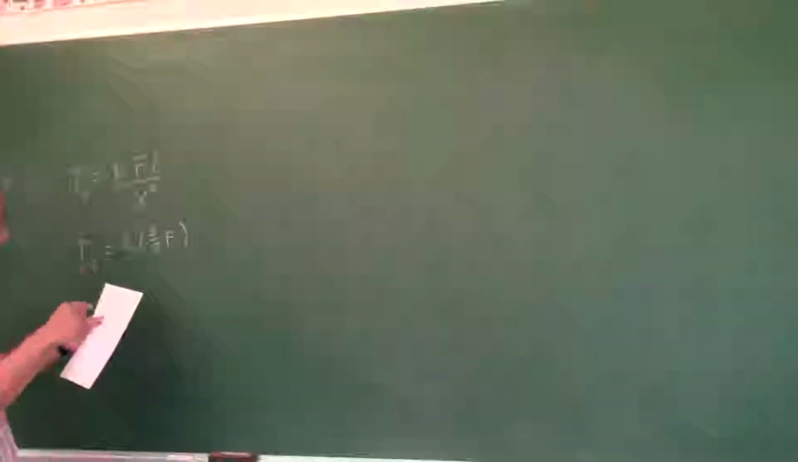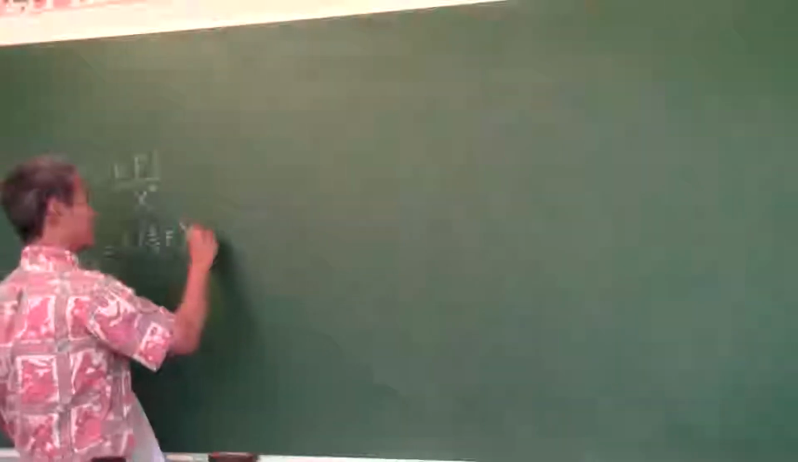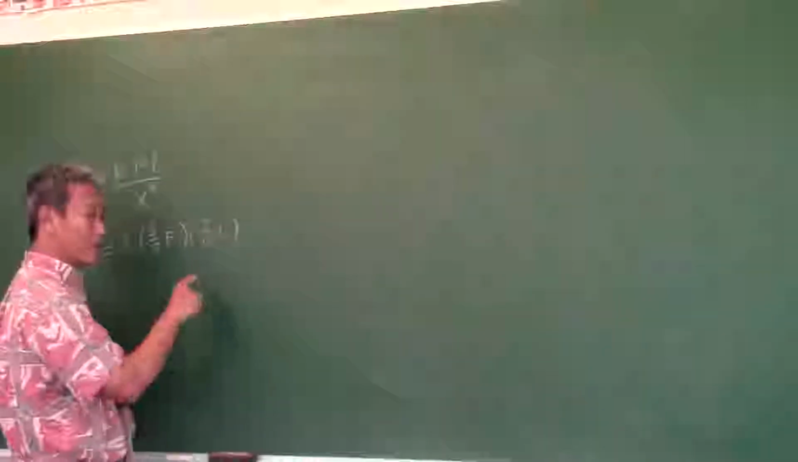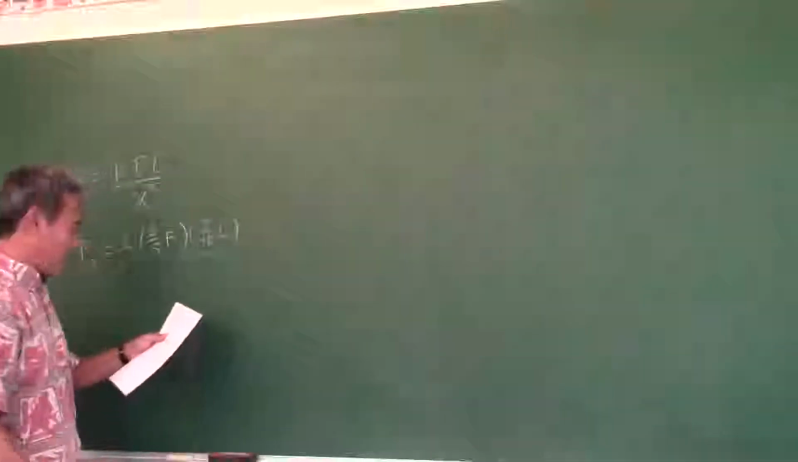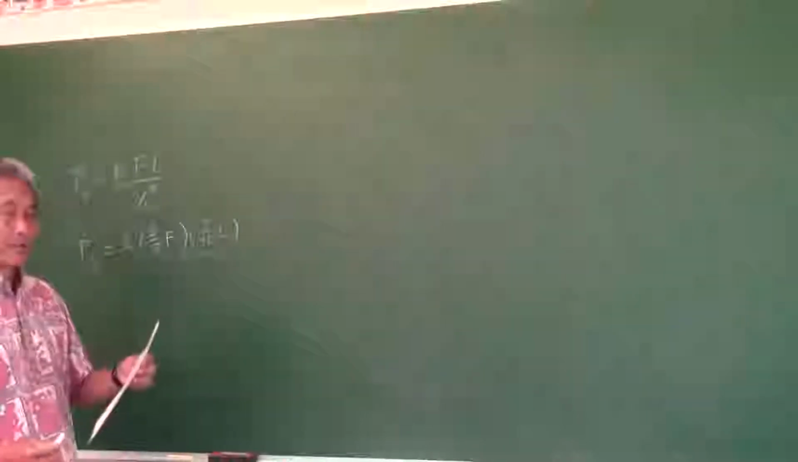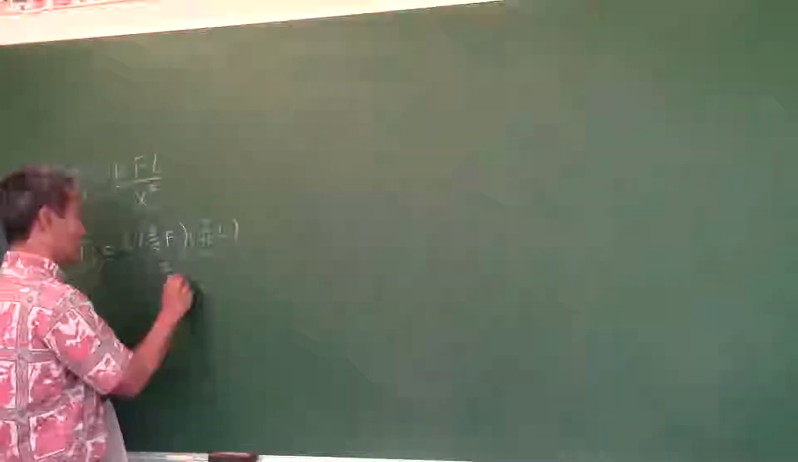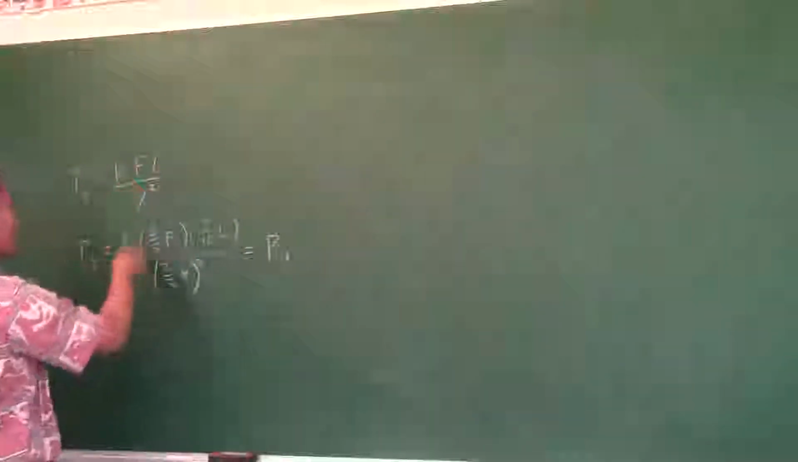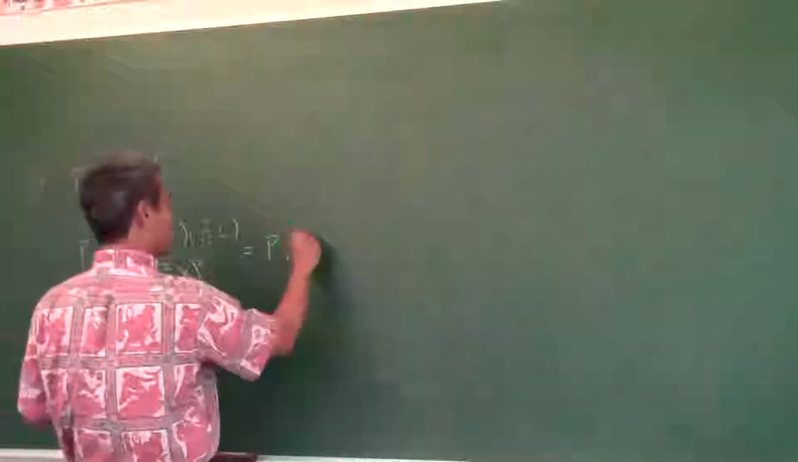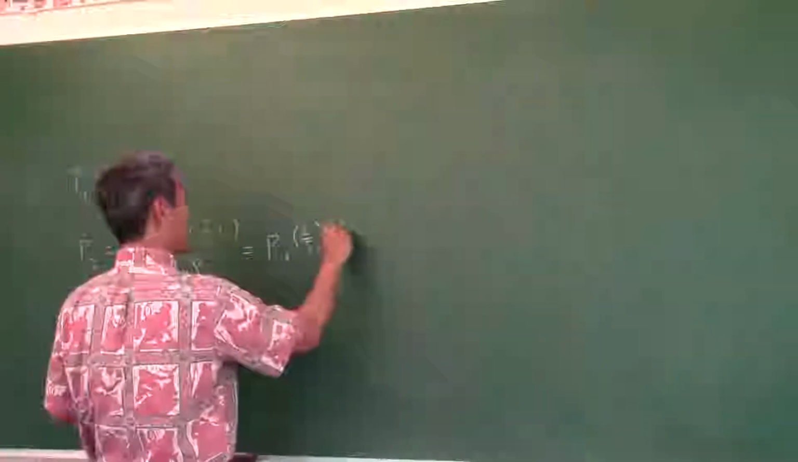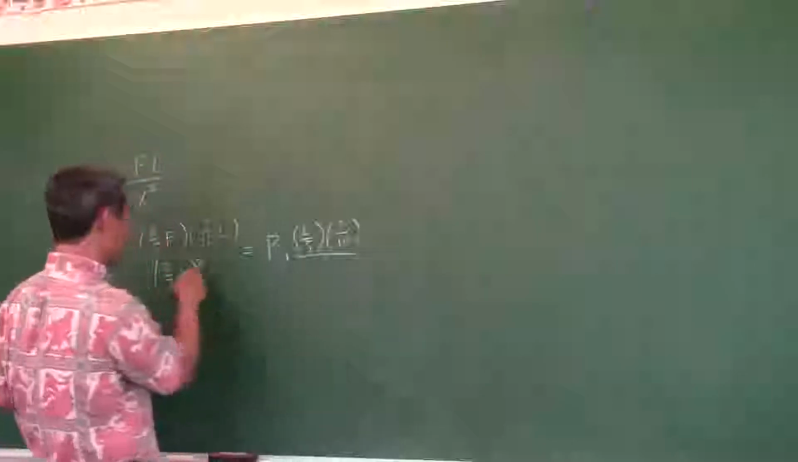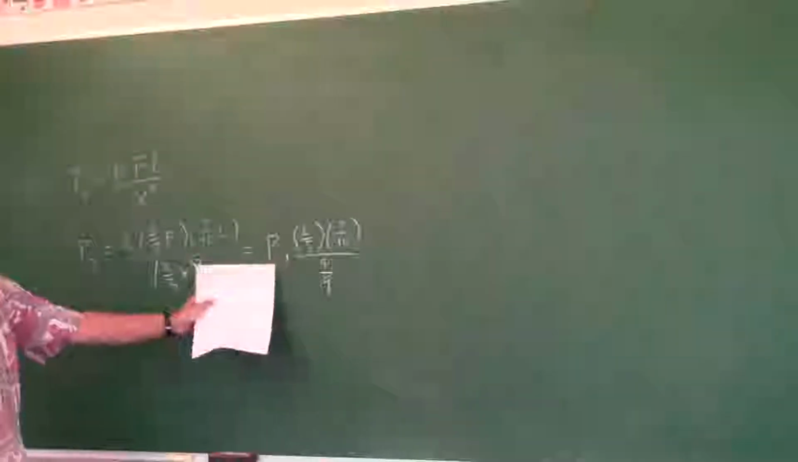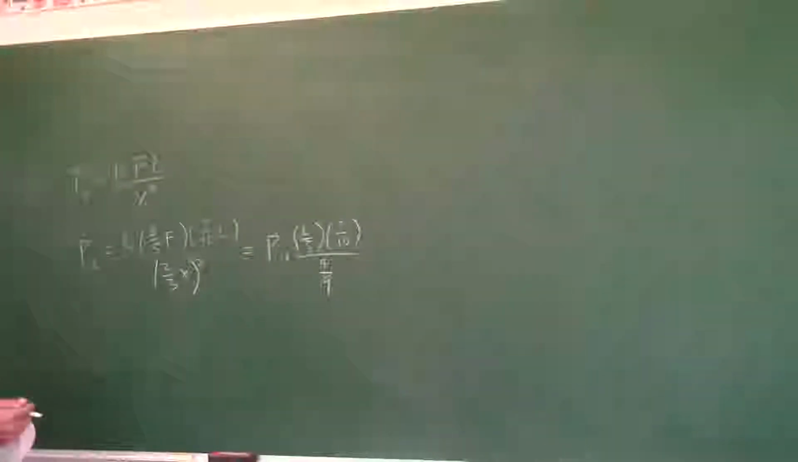And what happens to L? L decreases by 30%. So this is going to become 7/10 L, right? And X decreases by 33 1/3%, so that's going to be 2/3 X, and the whole thing gets squared. So this is equal to P1, the original, but then the changes take effect, so it's going to be 6/5 times 7/10 over 2/3 squared, which is actually 4/9. So that's the fraction of the original amount that you have after the changes take place.